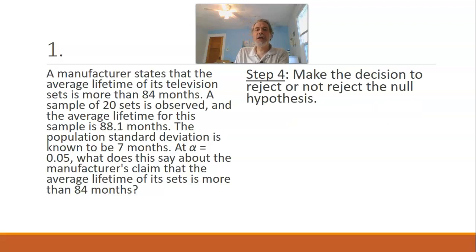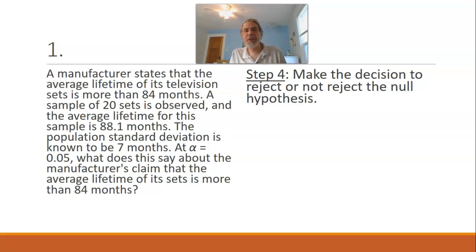Now, step 4, make the decision to reject or not reject the null hypothesis. And that's based on comparing the p-value, which we just looked at, to the level of significance alpha, which is 0.05. The smaller the p-value, the less likely the null hypothesis is to be true. So it's not exactly accurate to say that the p-value is the probability of the null hypothesis being true, but you can kind of think in those terms.